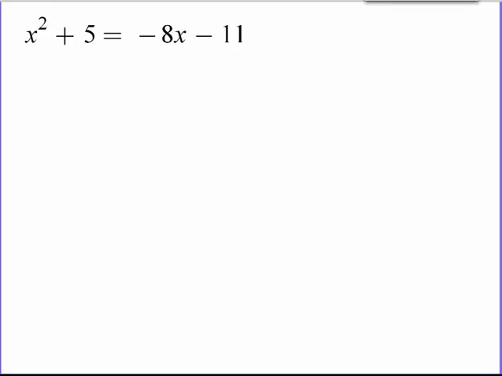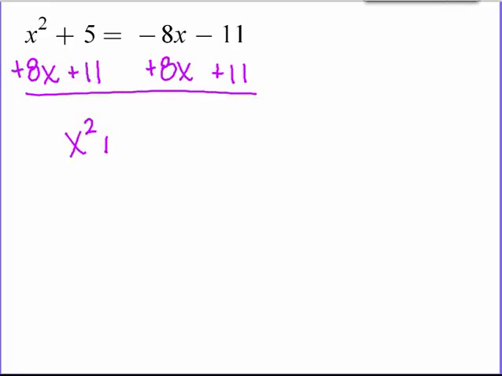So now, the biggest thing is we need to solve that. Let's add 8x to both sides, and let's add 11 to both sides. So you end up getting x squared plus 8x plus 16 equals 0. How many solutions? None, 1, or 2? 1. We're at negative 4. Okay, questions?